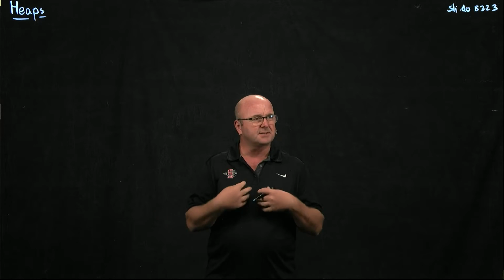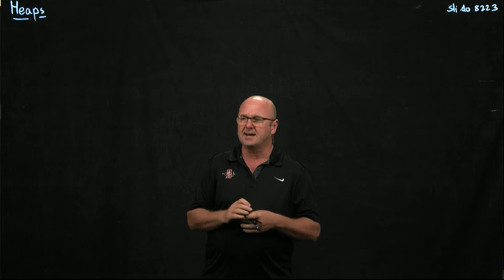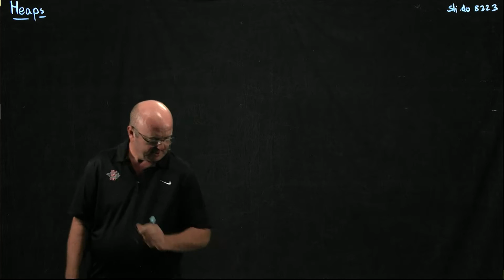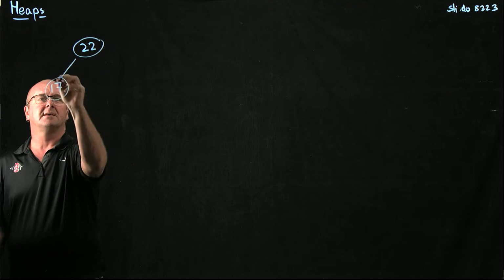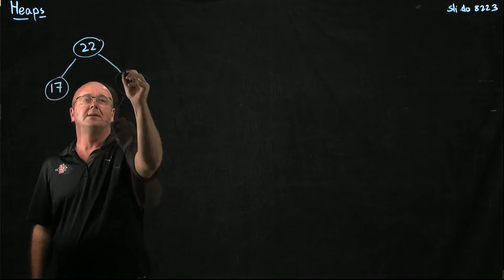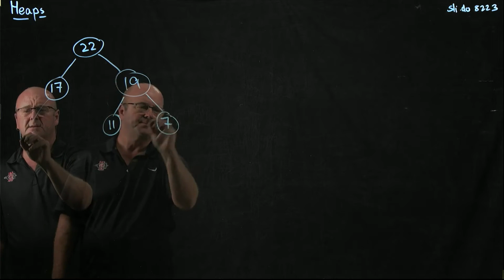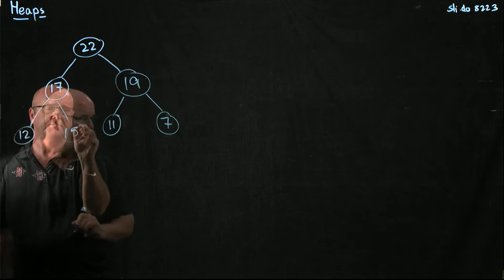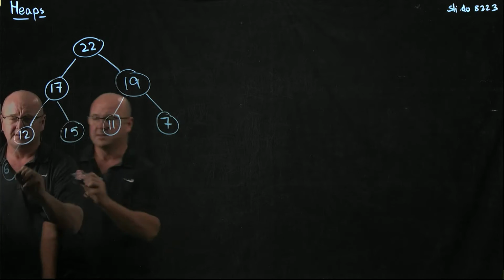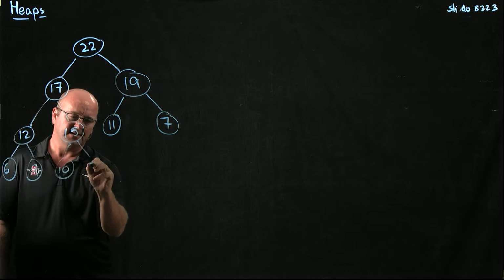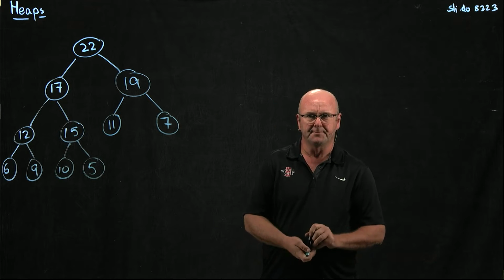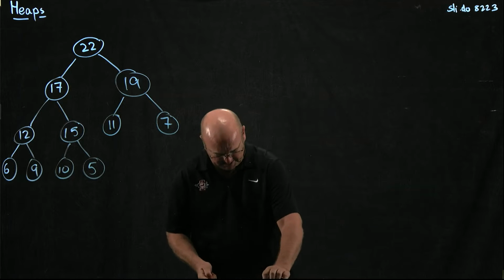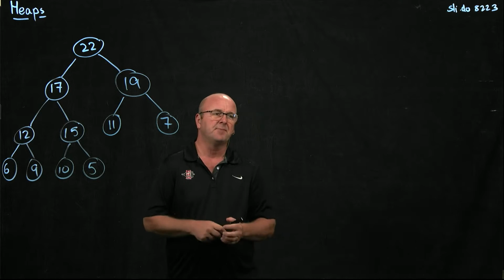Let's talk about heaps. We talked about heaps previously. Let me just recap a heap. So here's a heap. Let's say we have a 22, a 17, a 19, 11, a 7, a 12, a 15, a 6, a 9, a 10, and a 5. Is this a min heap or a max heap? It's a max heap, absolutely. The largest numbers are at the top, okay?